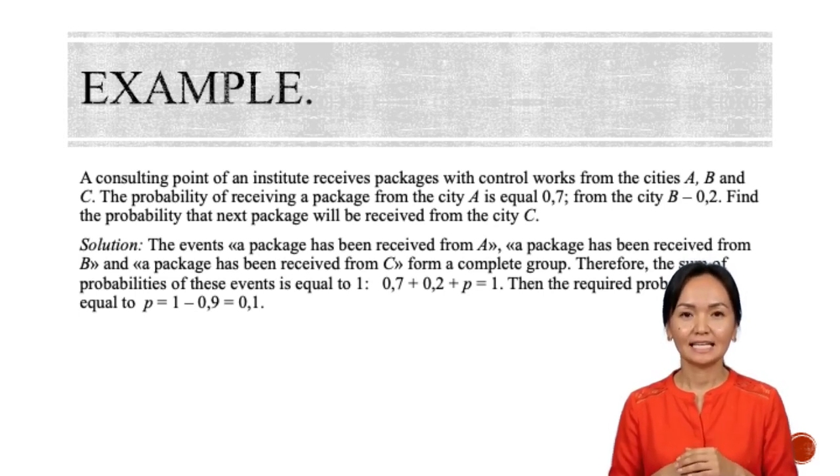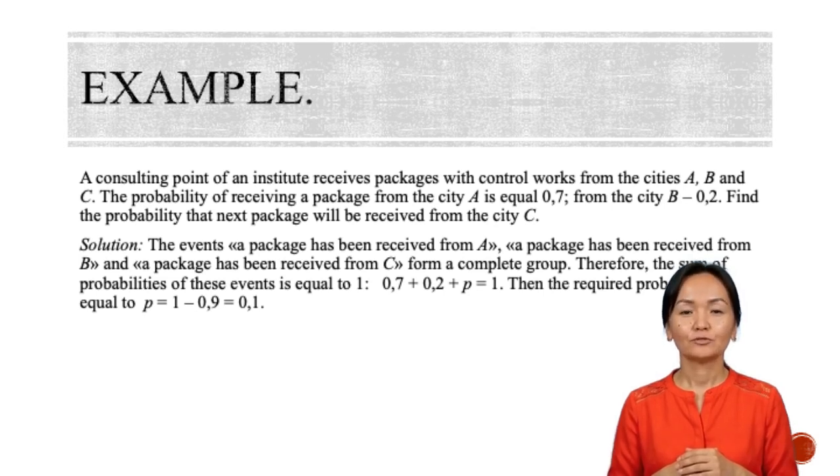The key insight here is that these 3 events, receiving a package from city A, from city B, or from city C, form a complete group. The next package must come from one of these 3 cities, so the sum of the probabilities must equal 1. Therefore, we simply add the known probabilities, 0.7 plus 0.2 equals 0.9, and subtract this from 1 to get 0.1. So there's a 10% chance that the next package will come from city C.